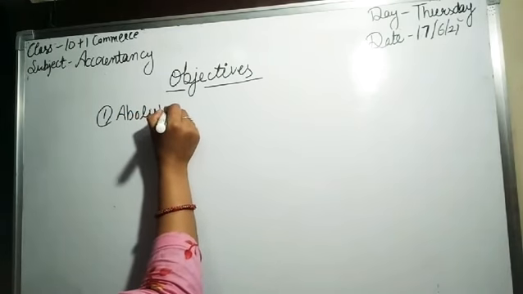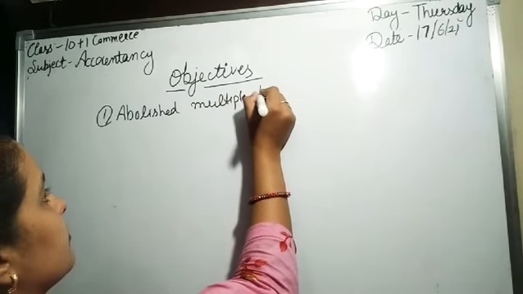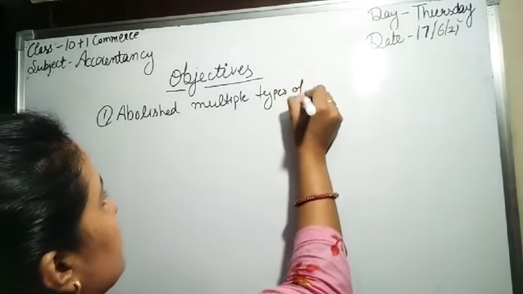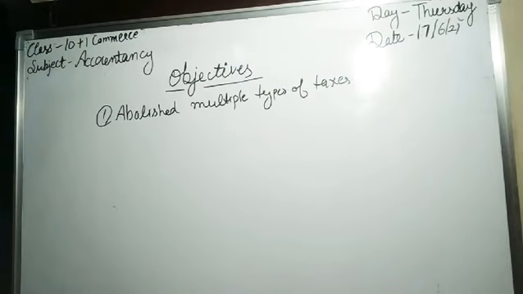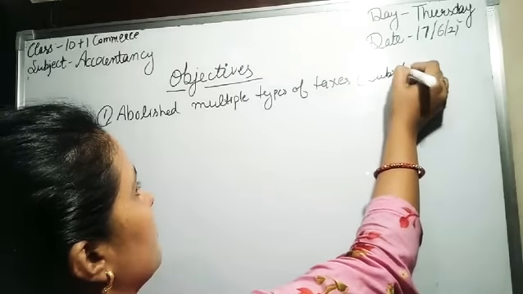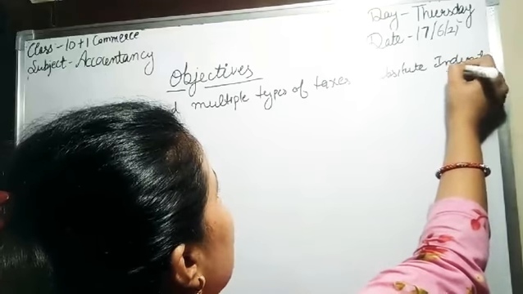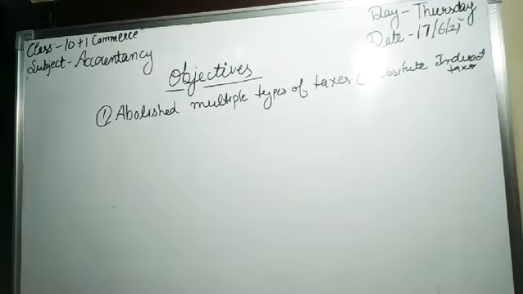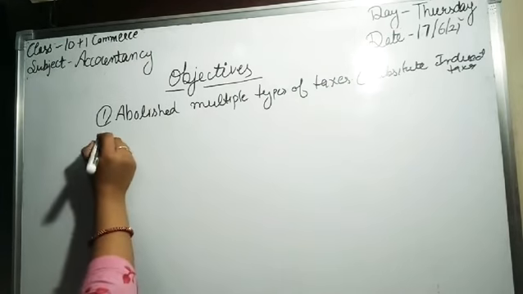Abolish multiple types of taxes. So when the GST comes, it abolished multiple types of tax, because GST substitutes indirect taxes. Okay, so there are a number of indirect taxes, there are taxes on tax, to reduce the burden on the general public regarding the indirect taxes. So GST has come and it abolished multiple types of taxes. This is the first objective.